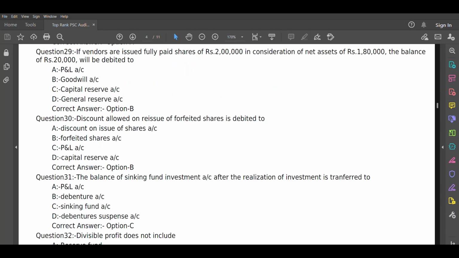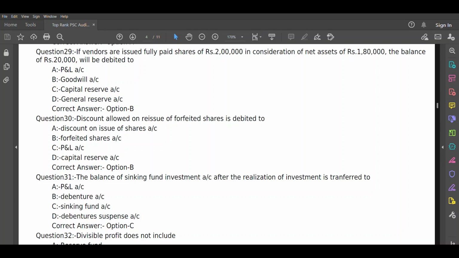If vendors are issued fully paid shares of 2 lakh rupees in consideration of net assets of 1,80,000, the balance of 20,000 will be credited to capital reserve account. Discount allowed on reissue of forfeited shares is debited to forfeited shares account.